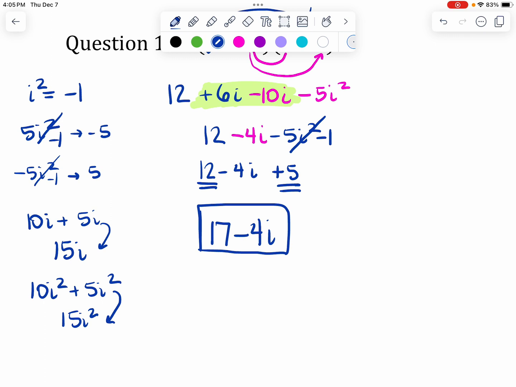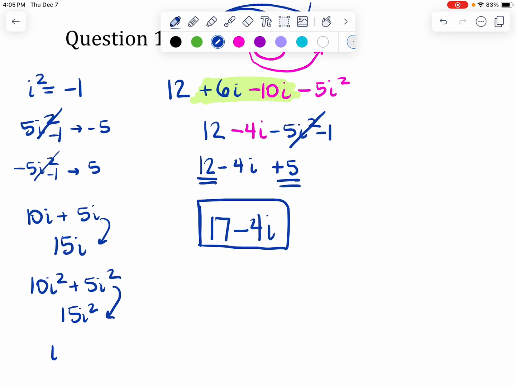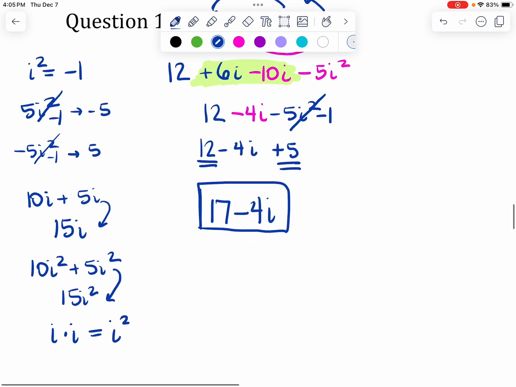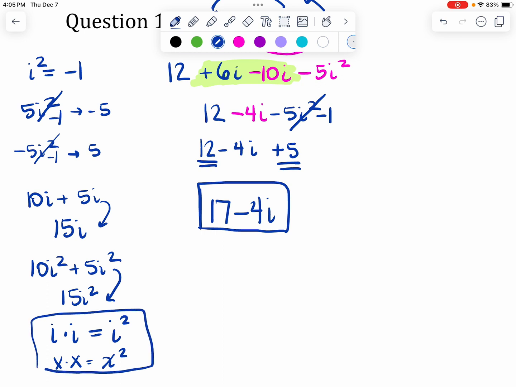The only time you get an i squared is when you are multiplying i times i, just like when you have x times x, it's x squared. So when there's multiplication of two i's, you get an i squared. But when you're adding them, the things that are the same stay the same.